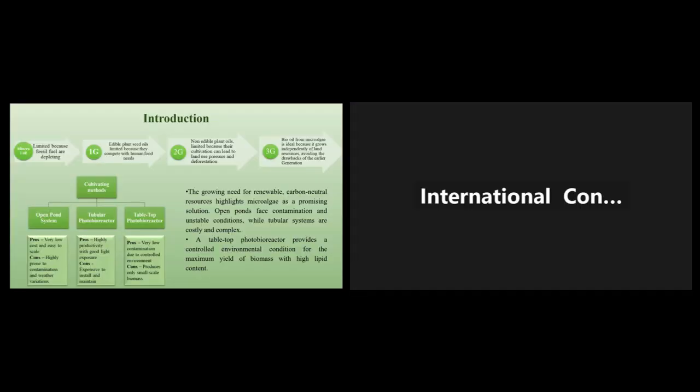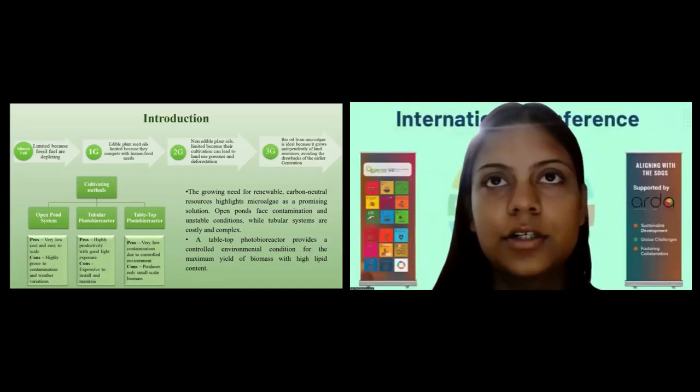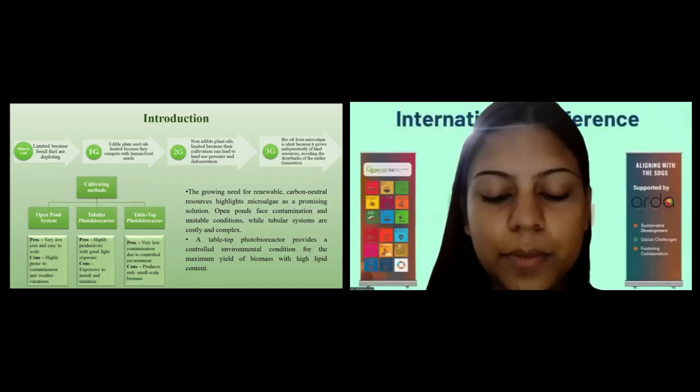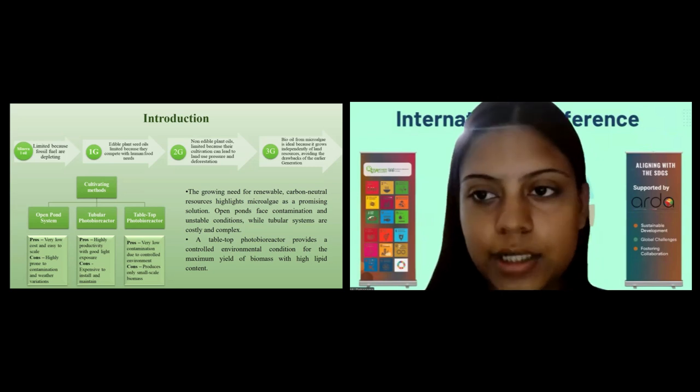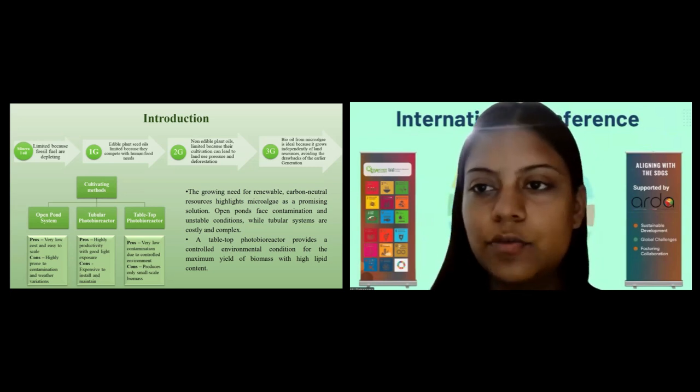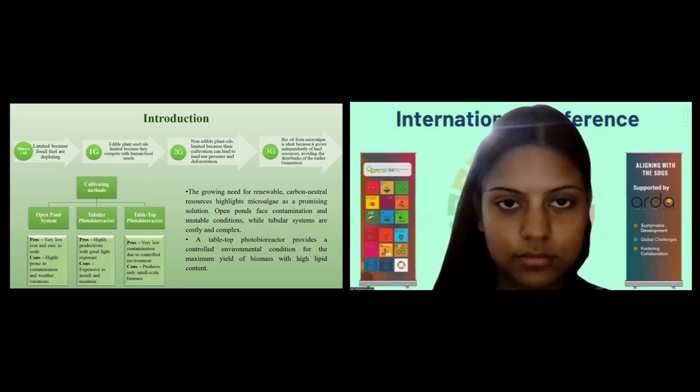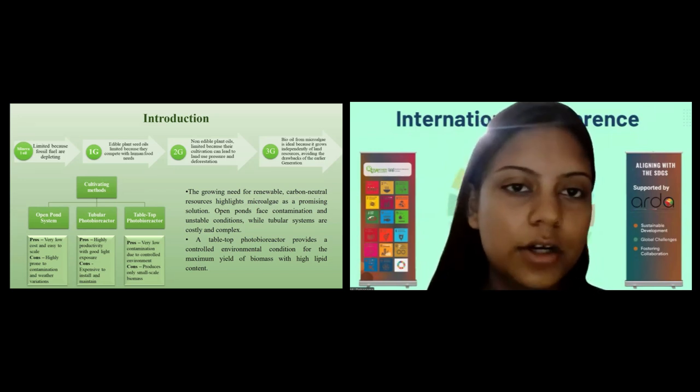So coming to the reason as to why we are shifting to a portable algae bioreactor, our main aim and our final end product is to produce bio oil from the algae which we are growing.